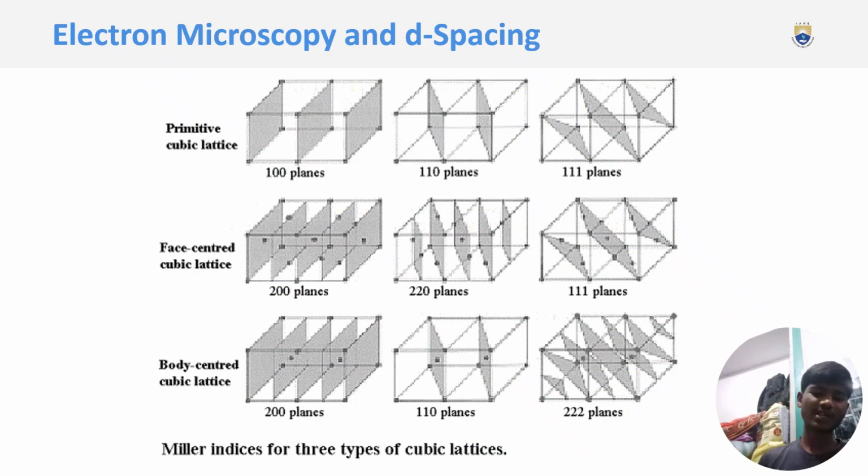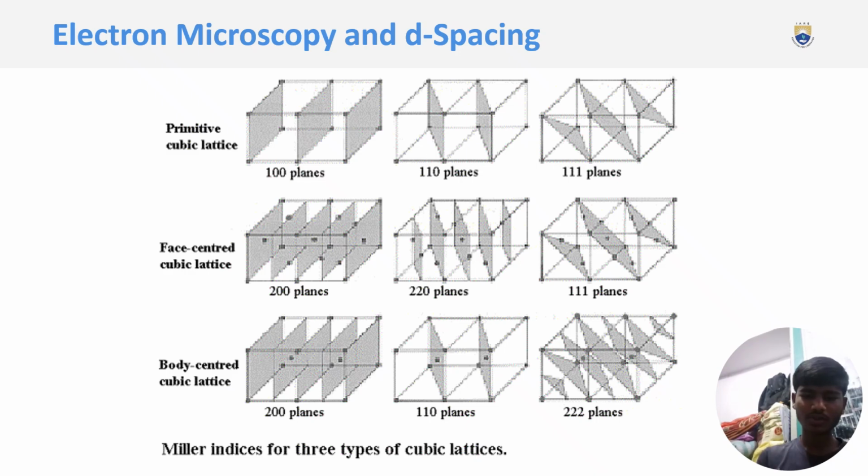Primitive cubic lattice, face centered cubic lattice, body centered cubic lattice. Miller indices for three types of cubic lattices. Please observe the figure clearly.